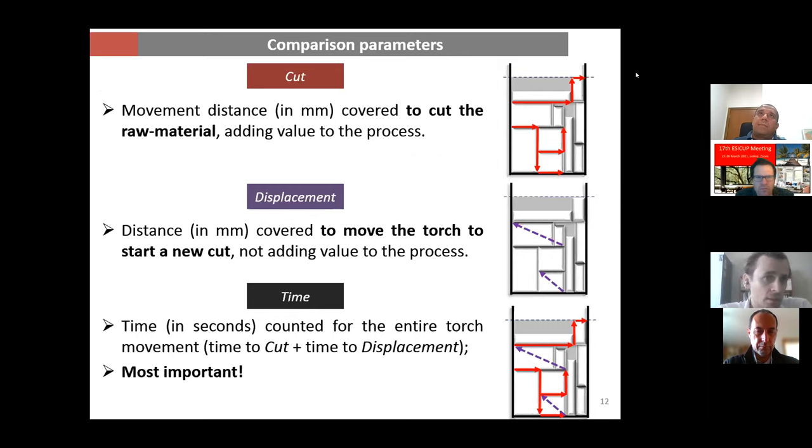The cut, that is the movement distance covered to cut the raw material, adding value to the process, is the effective cutting of the sheet metal. The displacement, that is the distance covered to move the torch to start a new cut, is not adding value to the process. And the most important, the time in seconds counted for the entire torch movement, the sum of the cut and the displacement time necessary to cut all rectangles.